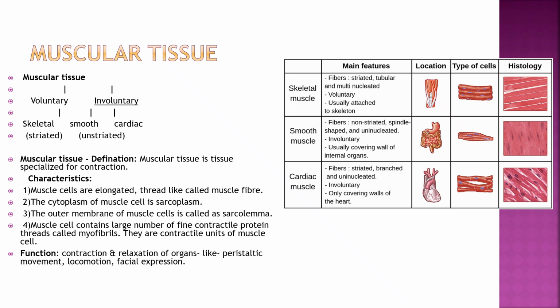Fourth is muscular tissue. So it is of three types: skeletal muscles, which connect to the bones, so it's called skeletal muscles. The function is movement of the body. Then smooth muscles which are present inside the organs, for movement of the organs, and cardiac muscles which are present in the heart, for movement of the heart like systole and diastole. So systole is contraction of the heart and diastole is relaxation of the heart.